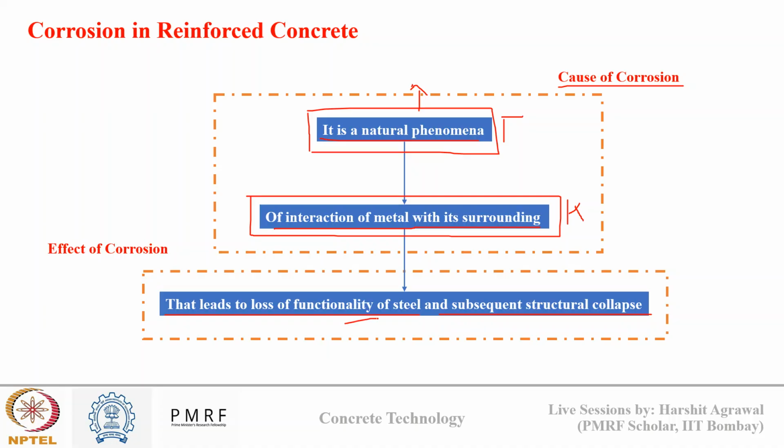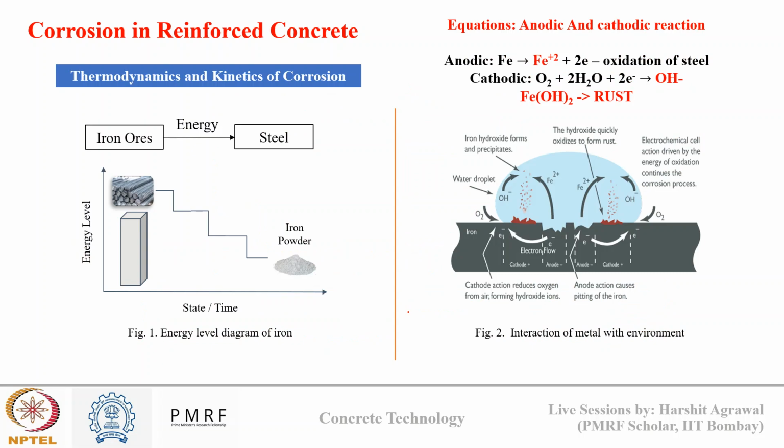It is the loss in functionality of steel and structural collapse. That is the end effect of corrosion that we'll see. Okay. So, if we see the first point, that is thermodynamics of corrosion, what thermodynamics says: every metal is stable in its lowest energy state. So, this is a universal law of nature. Every material is stable in its lowest energy state.